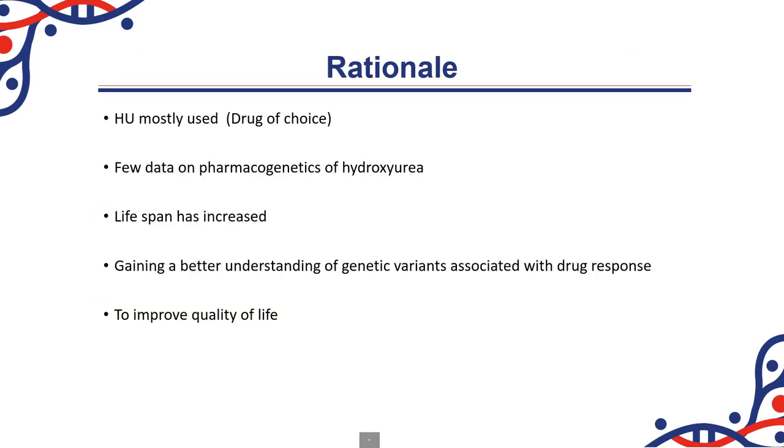The rationale of our study is that most sickle cell patients are on chronic medication and are subjected to lifelong administration of medication. The second thing is that hydroxyurea is the most widely used drug by sickle cell patients, and there are few data on its pharmacogenomics. Even though hydroxyurea has been reported to increase the lifespan of sickle cell patients, there is still a need to investigate the pharmacogenomics in order to understand the genetic variation associated with drug response. This will help us improve the quality of life of sickle cell disease patients in Africa.